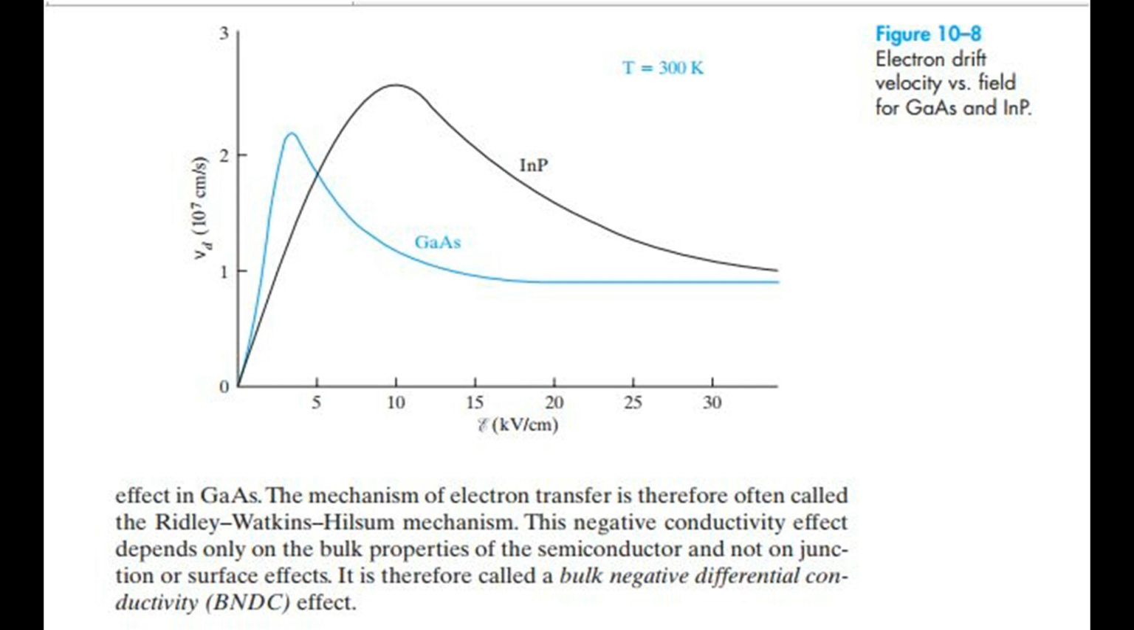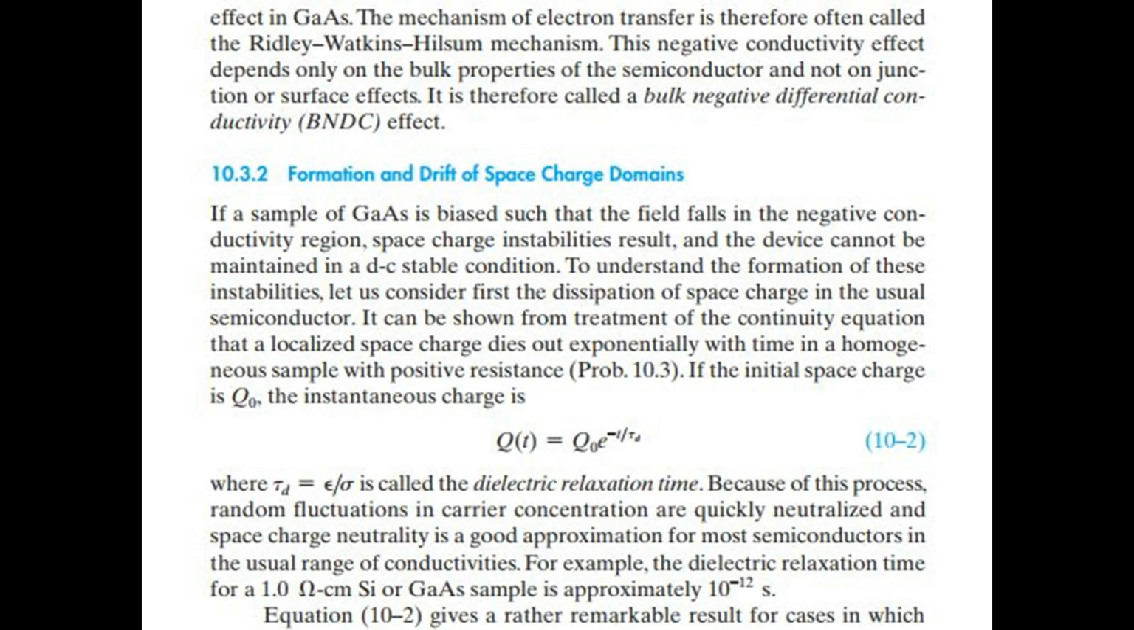The mechanism of electron transfer is therefore often called the Ridley-Watkins-Hilsum mechanism. This negative conductivity effect depends only on the bulk properties of the semiconductor and not on junction or surface effects. It is therefore called a bulk negative differential conductivity, BNDC, effect. Formation and drift of space charge domains.